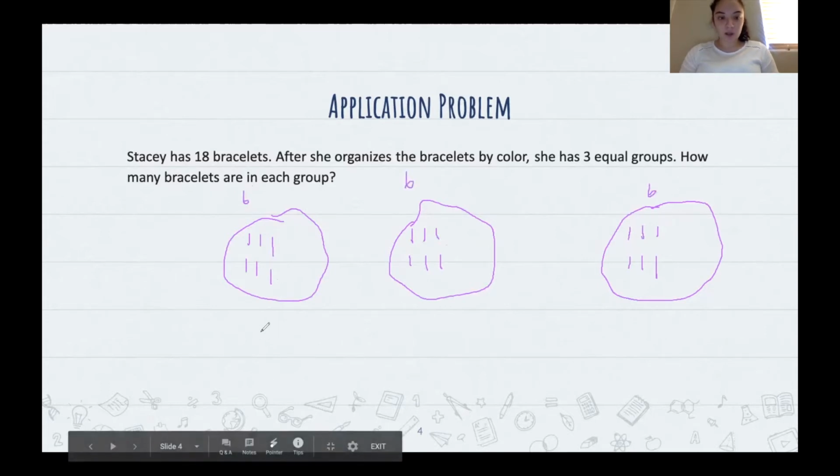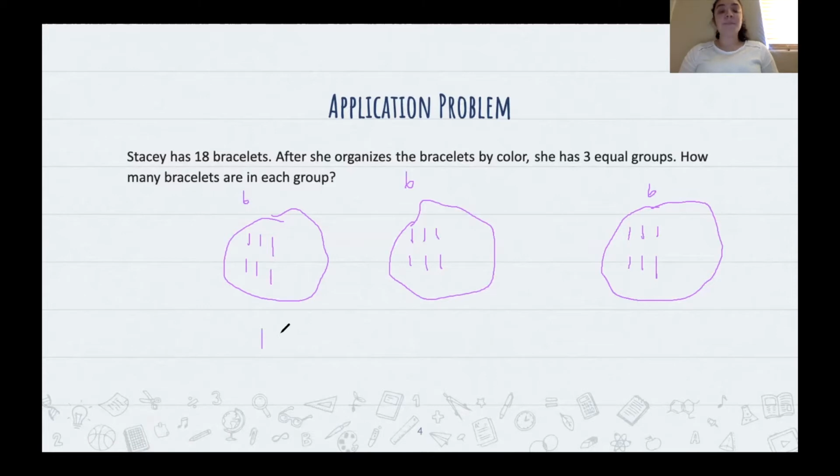So I'm actually going to write our division sentence for this. Remember, we had 18 total. That's what we started with. Stacey had 18 bracelets, and she divided them into 3 equal groups. So we have the total divided by the number of groups. And now the answer is going to be how many are in each group. Well, we all found that there are 6 in each group, and we double checked that by drawing a picture.